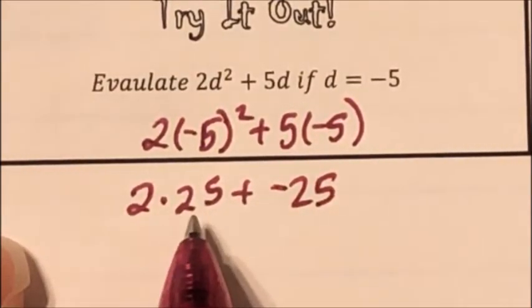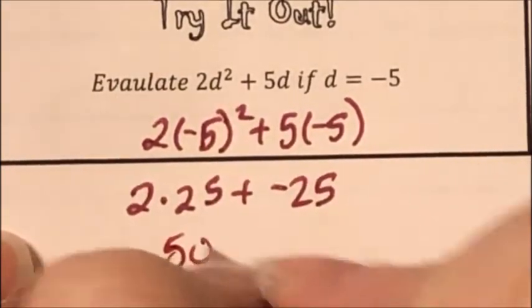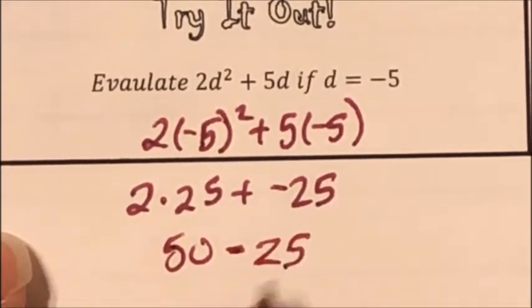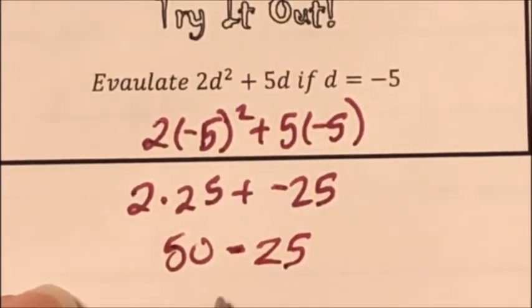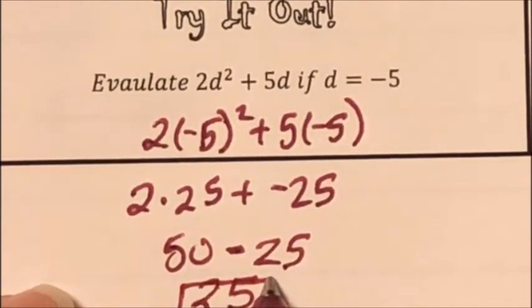Now I have 2 times 25, and that's 50, plus a negative is minus 25. So 50 minus 25 is 25. So my answer is 25.